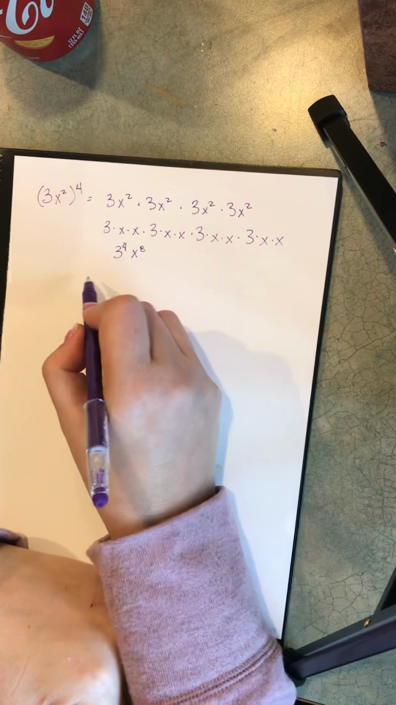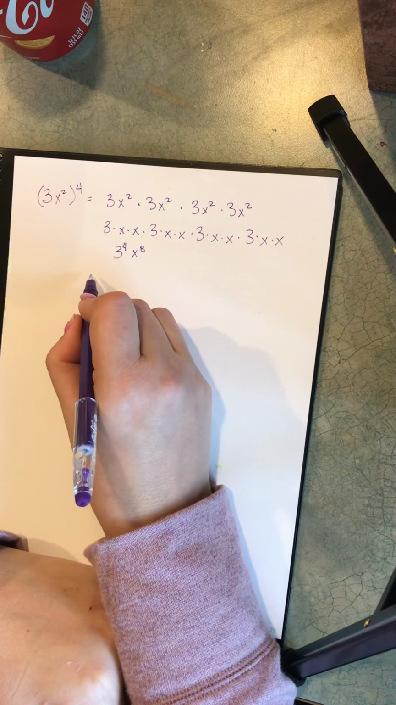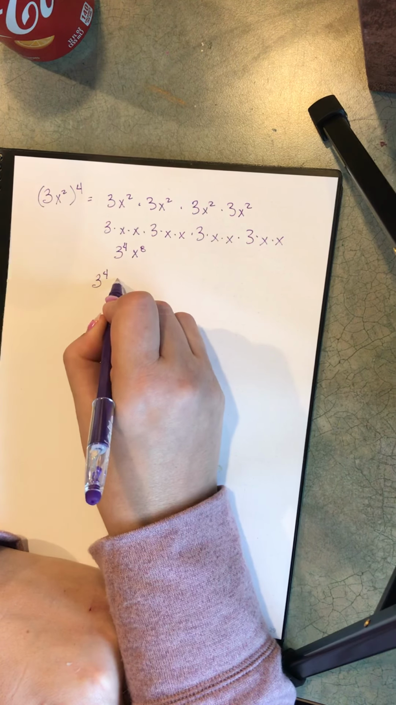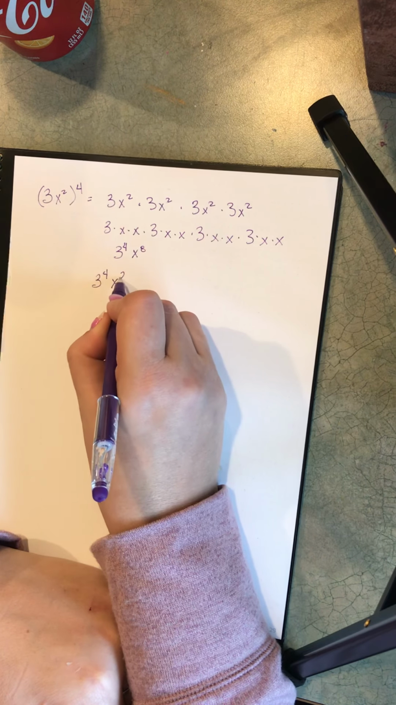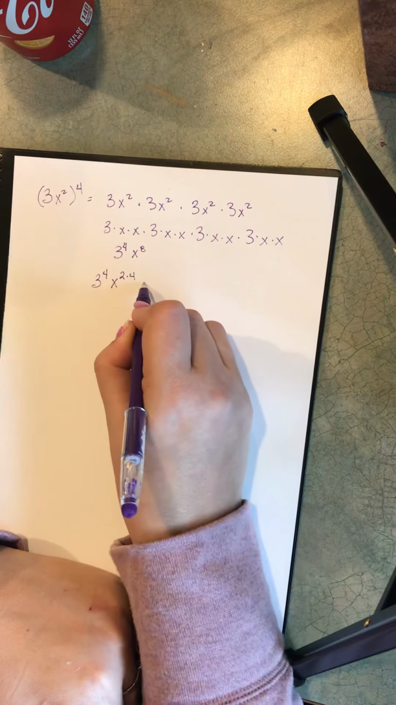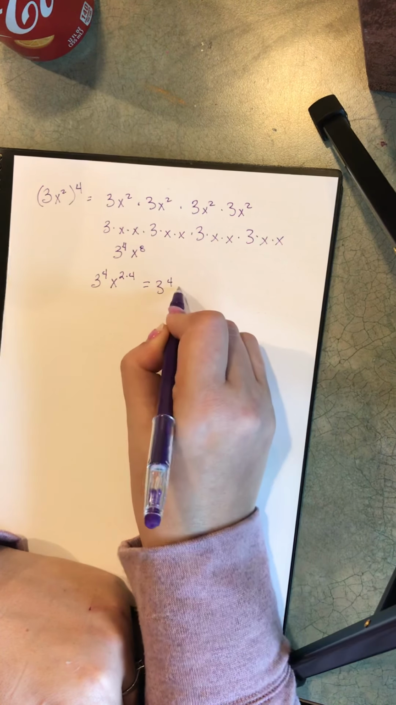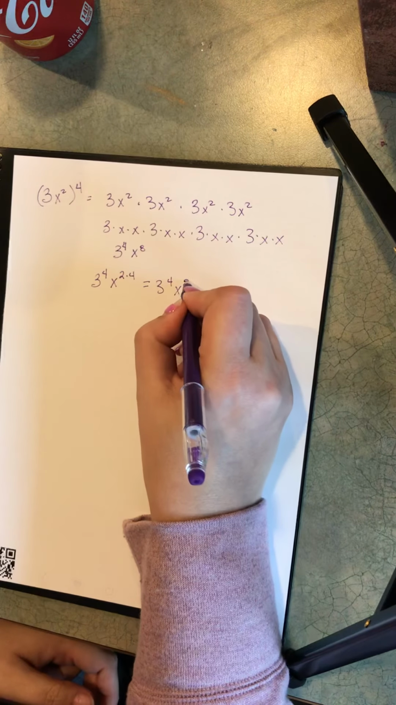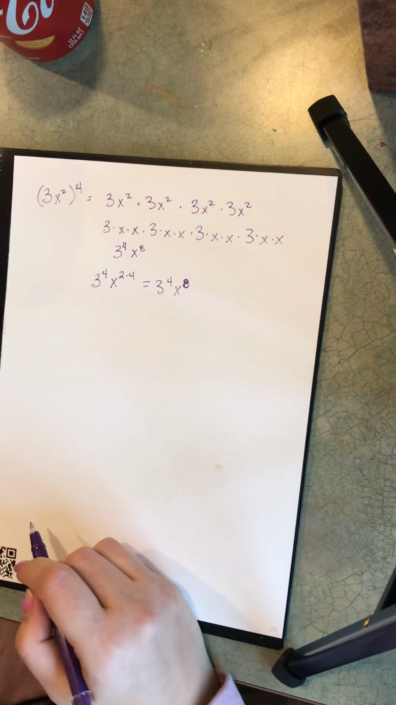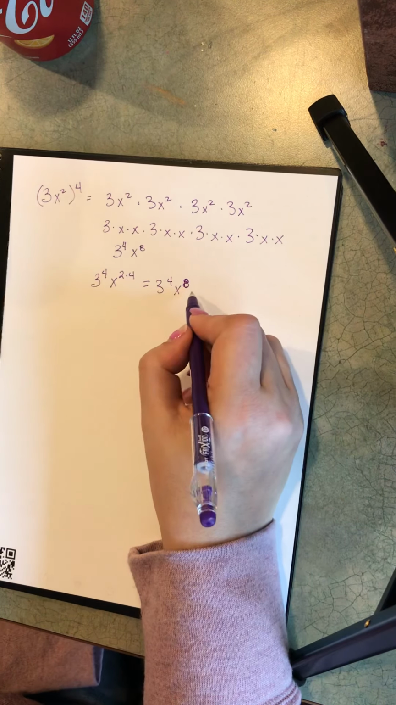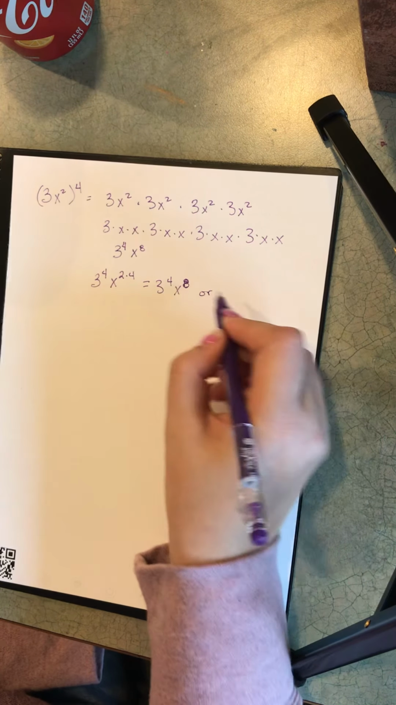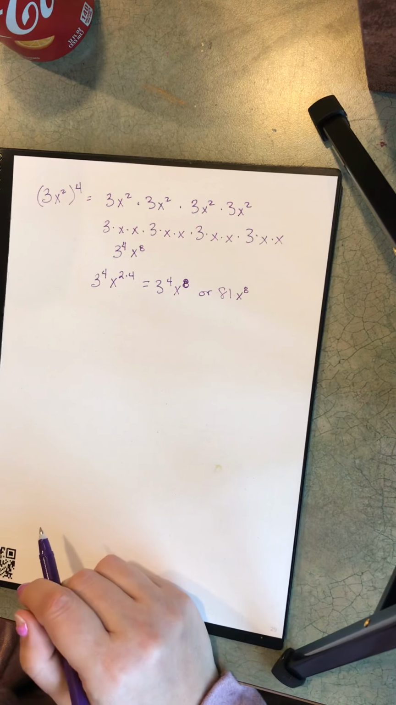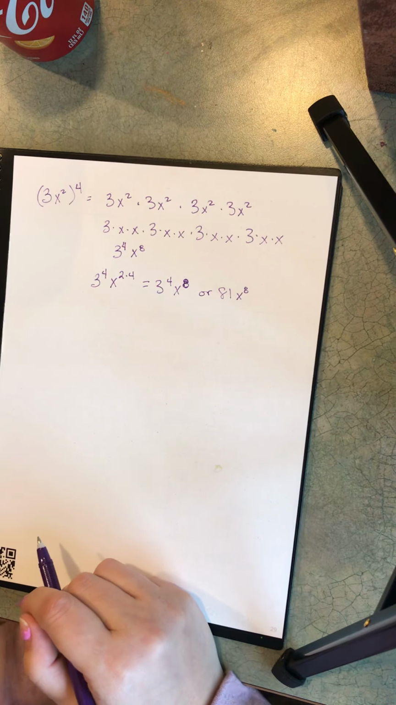Well, if we were to use the shortcut rule, we could just go, this is 3 to the 4th, x to the 2 times 4, which is 3 to the 4th, x to the 8th. It's a really bad 8. Okay. And we could leave it like this, or 3 to the 4th is 81, x to the 8th. Either one of those is acceptable for my standards.